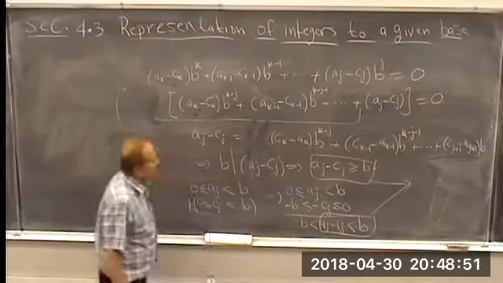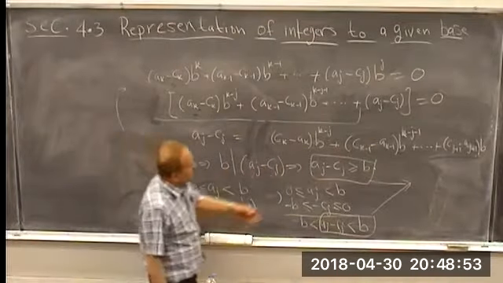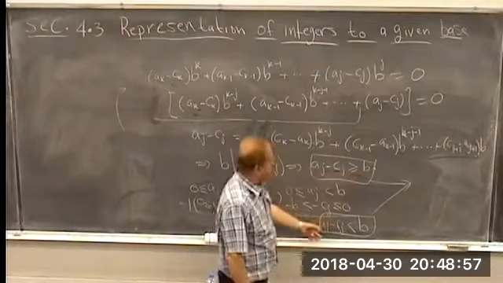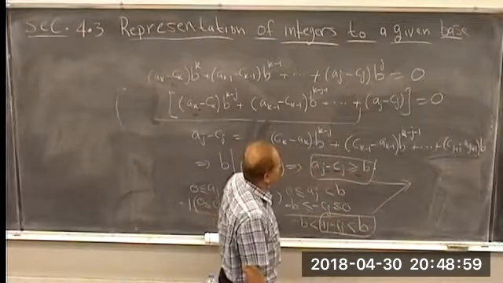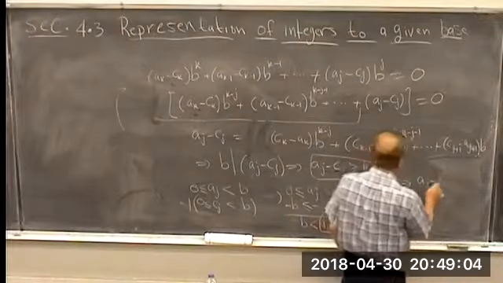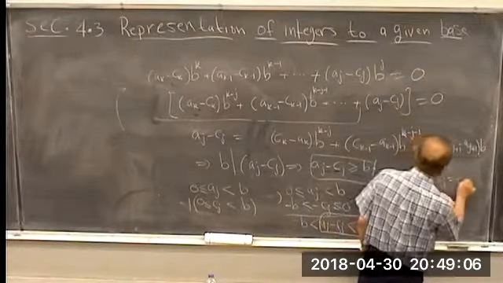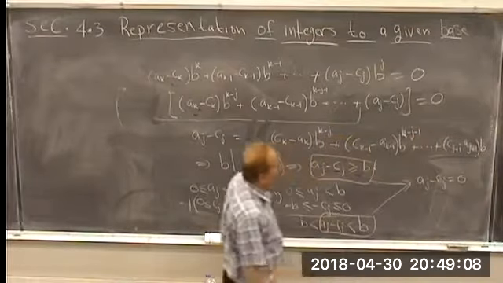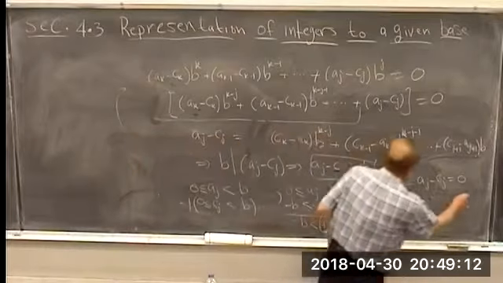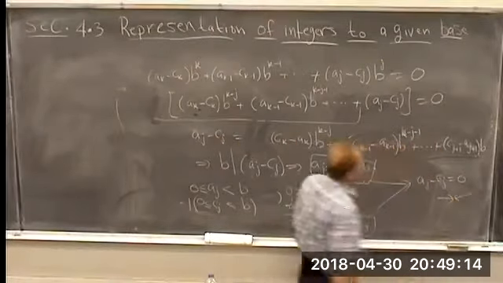It says that A sub j minus C sub j is bigger than or equal to B, and also it is less than B. Well, this forces A sub j minus C sub j to equal 0. Well, this is a contradiction, okay? This is a contradiction to what we assumed.